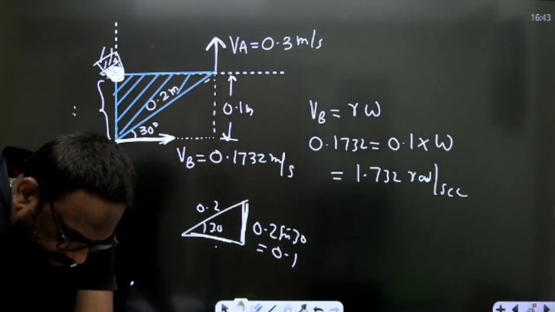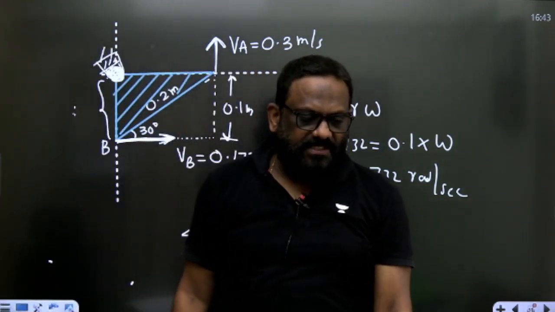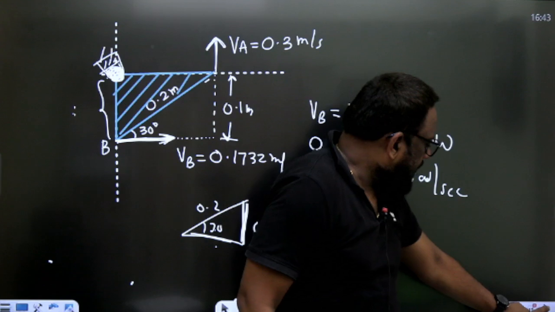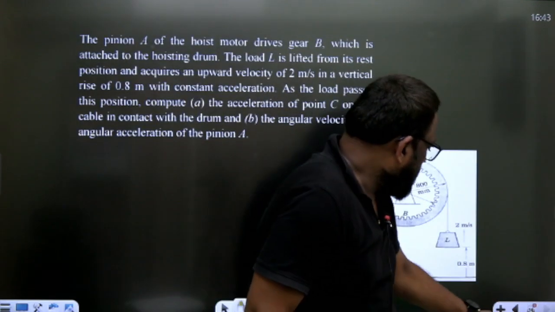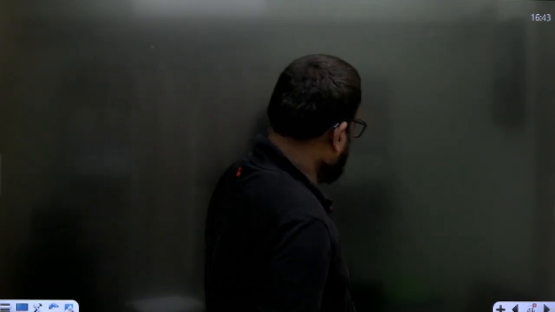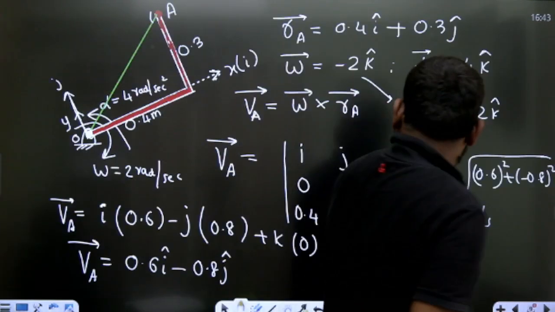Where did it go? 1.732 radian per second. Absolutely sir. Next question sir. Okay, fine, let's go. Now let's move to the next question. We'll take some good question, sir. Where did it go?